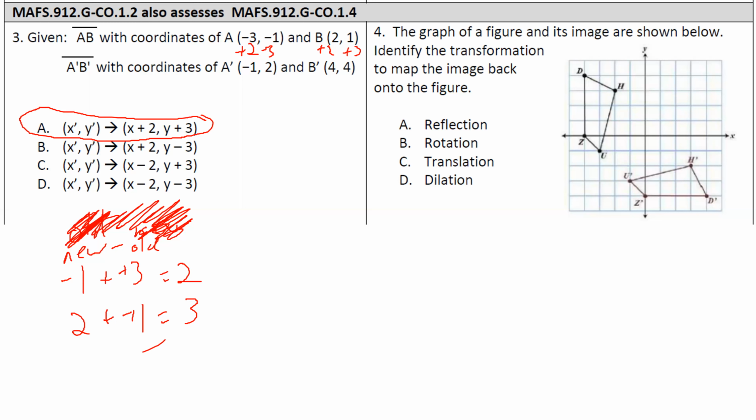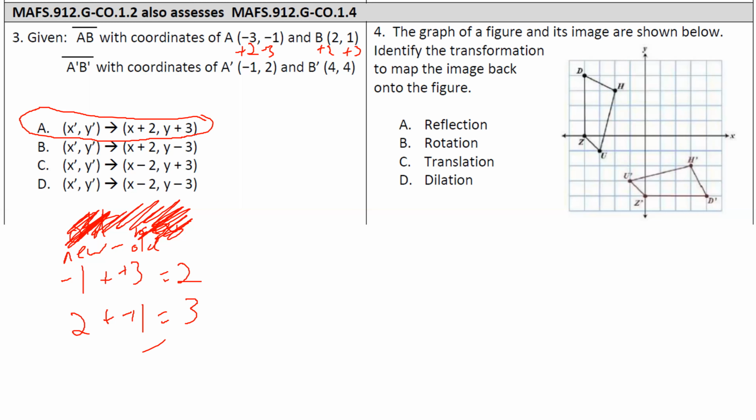Number 4. They give us some images. They want to know which one could be responsible: a reflection, rotation, translation, or dilation. Those are the 4 types of transformations that we talked about. Now, one of those 4, does it change in size? Did we change the size of our image? No, they stay the same.